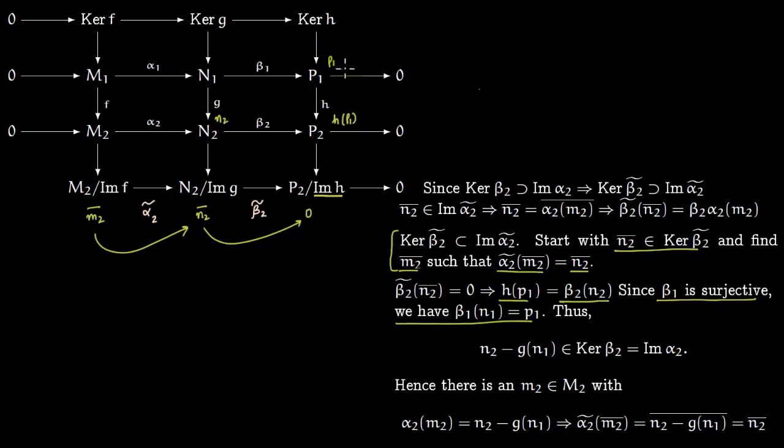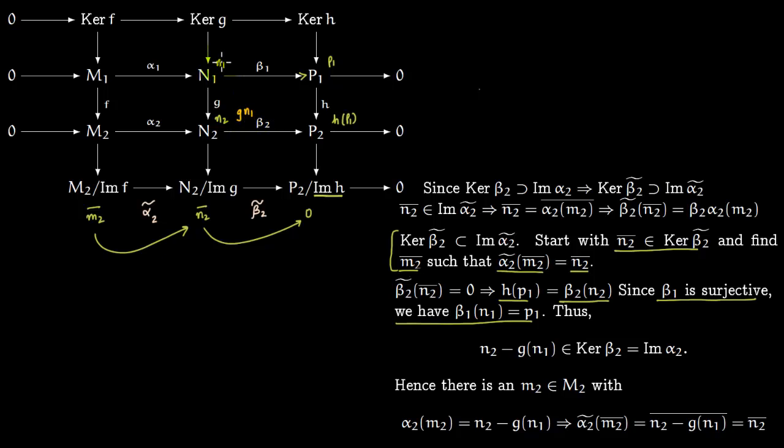Since beta 1 is surjective, we have beta 1 n1 is equal to p1. You have this p1 here, and this h p1 came after applying this map h, but this map is surjective because this is a short exact sequence, or you can see it by exactness at p1. So this p1 will get lifted here to some n1, and this n1 now will get mapped to g n1 right here in n2. So you apply this map g, and it gets mapped to g n1.